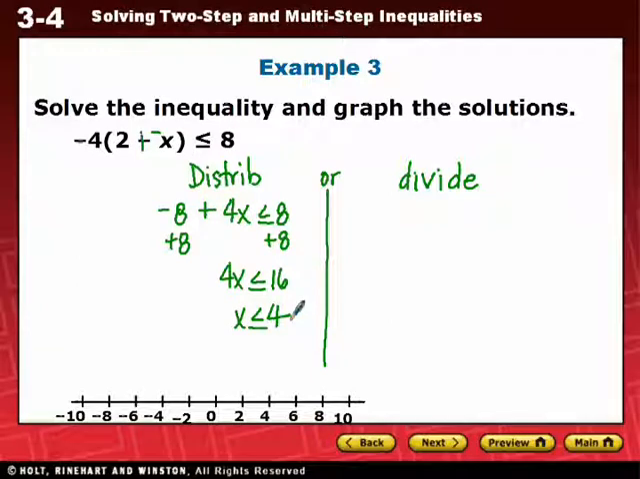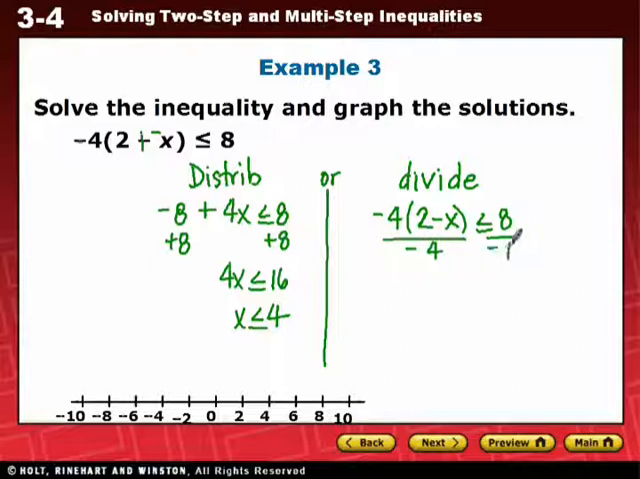If I divide, I'm going to take my inequality, and I'm going to divide both sides by negative 4. Now because I'm dividing by a negative, I have to flip that symbol. So what's left over on the left is 2 minus x, because these canceled, and that's greater than or equal to 8. Okay. Then I'm going to take the 2 away from both sides.